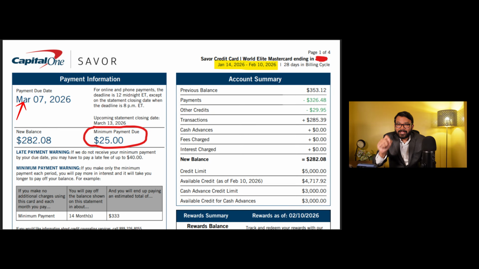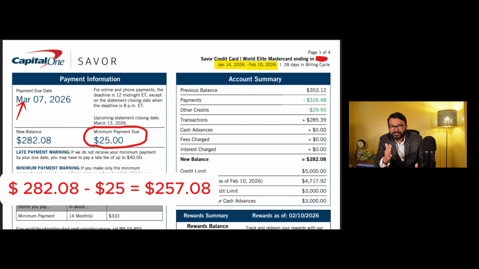But by paying only the minimum payment, you're not doing it the right way, because the remaining $257.08 between that statement balance and the minimum payment amount is going to be carried over to the next statement cycle and start accruing interest charges. That's why I always recommend people treat credit cards like a debit card and only use credit to pay for things if you already have money set aside or coming, so you know that you can pay off your entire balance by the payment due date.